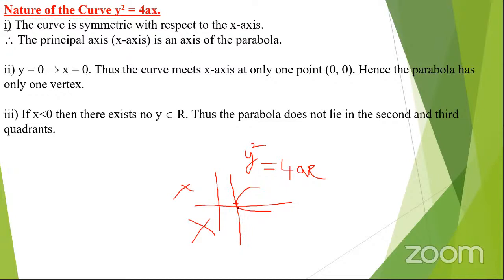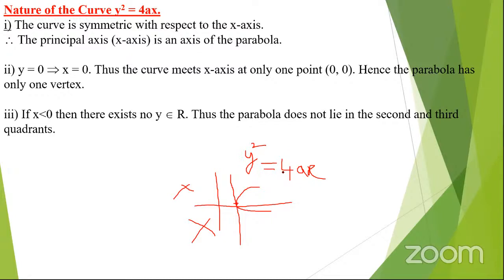Okay, the vertex is origin. This is directrix. If x is less than 0, then there exists no y belonging to R. So x is always positive. If x is less than 0, then 4ax will be negative, and y square will be a negative value.